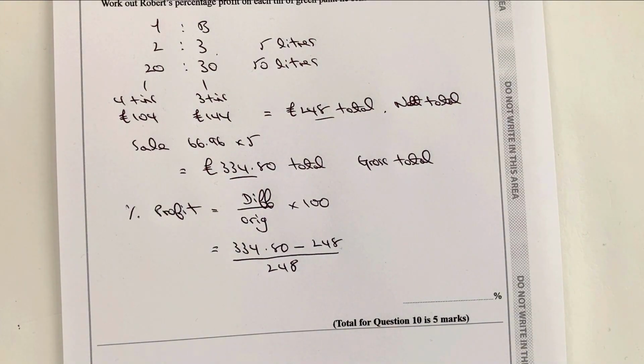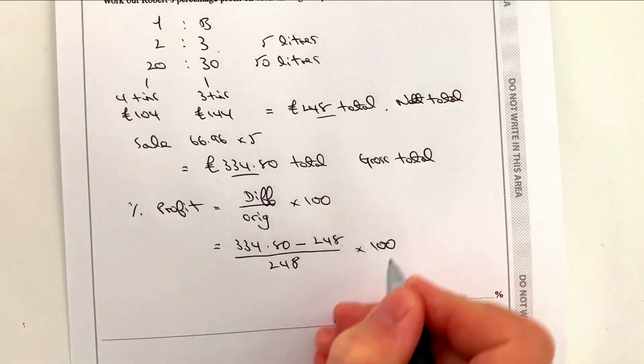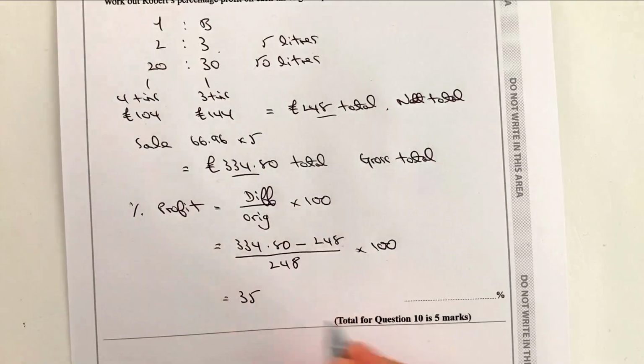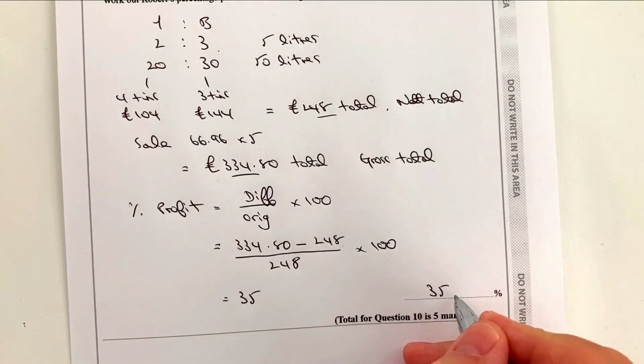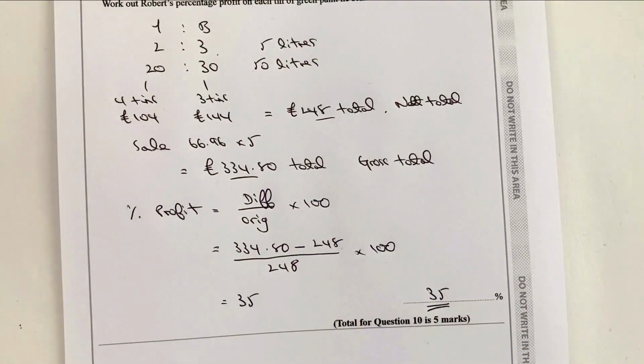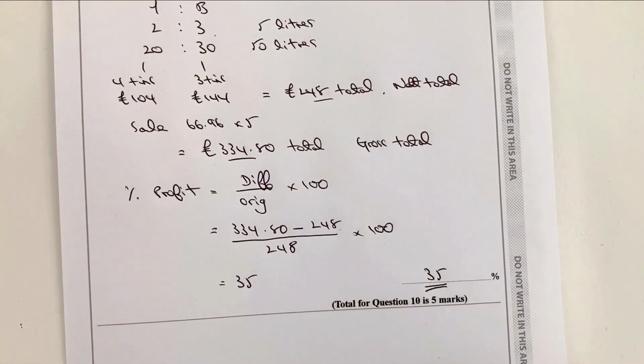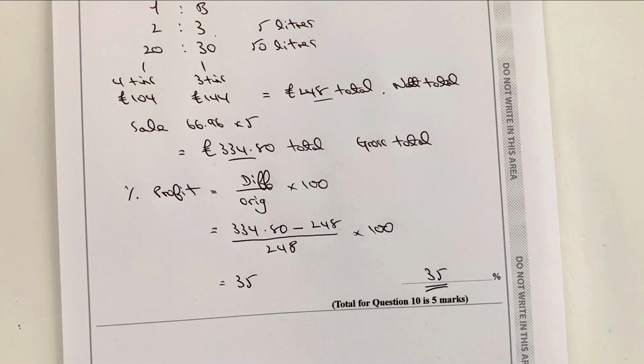So if I pop that into a calculator, multiply it by 100, what I'm going to get is 35, which is 35%, and that's the answer to this particular question. Hopefully that's been all right for you. Sorry about that little deviation right halfway through. I couldn't quite figure out what I'd done there, but we got there in the end.